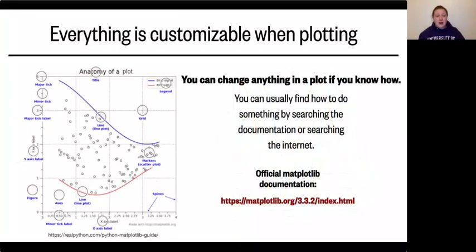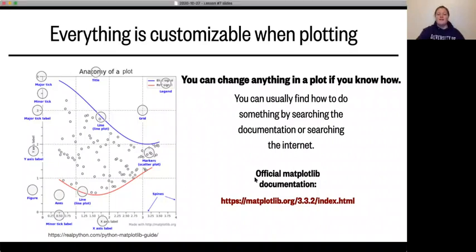Aside from those objects, everything is customizable when you're plotting. You can change tick labels, you can change the title, you can change the line width, you can change just about anything as long as you know how. And you can usually find out how by searching the documentation or searching the internet on things like GitHub or Stack Exchange. Here, I've linked the official Matplotlib documentation. If you want to peruse it, there are a lot of arguments for any of these functions for plotting.